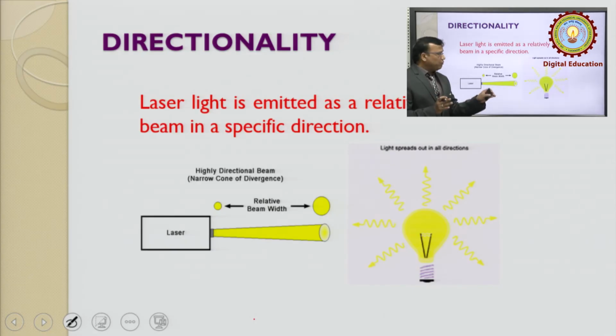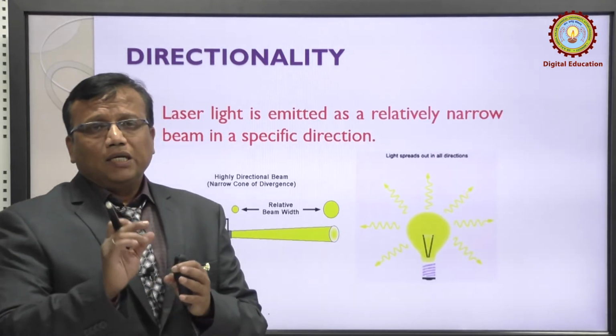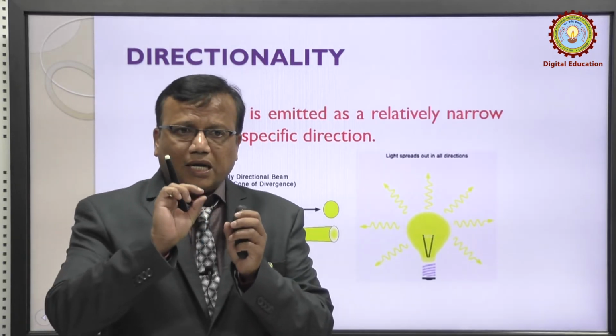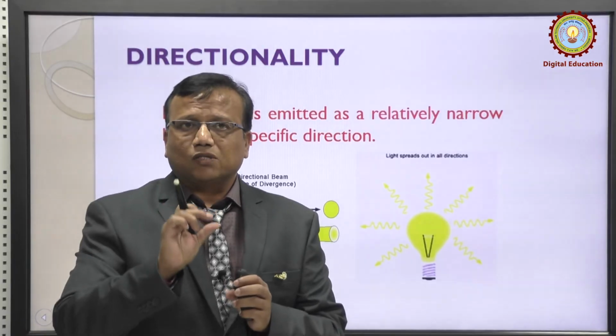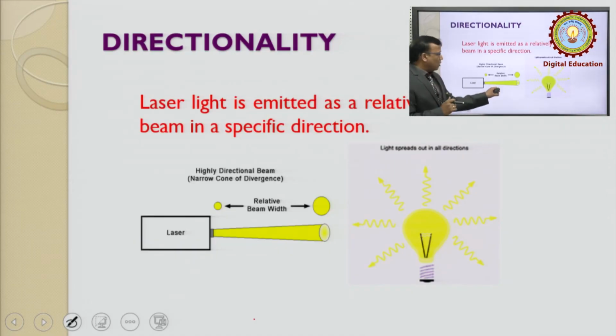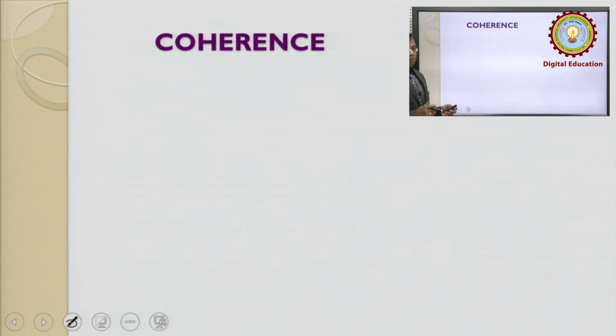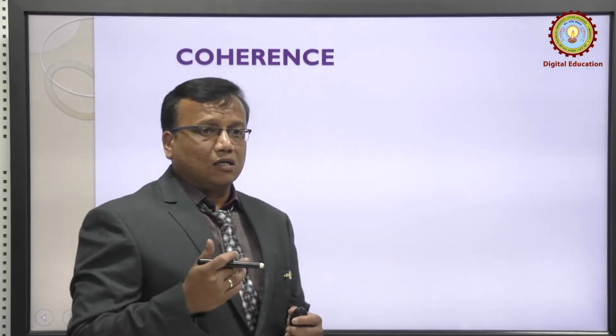And if we talk about laser light, it travels in only a single direction because it diverges only a minimum amount, so it can propagate over a longer path. So we can easily see the comparison of ordinary light and laser light.